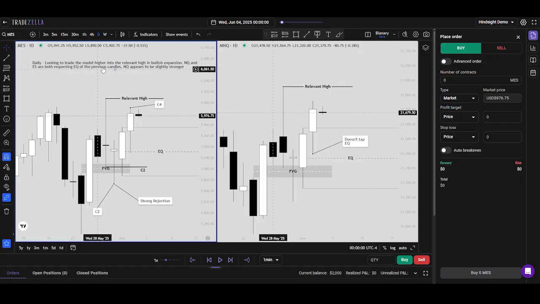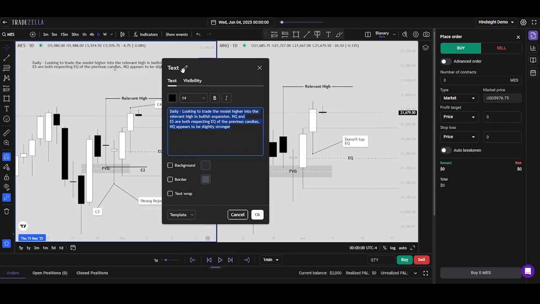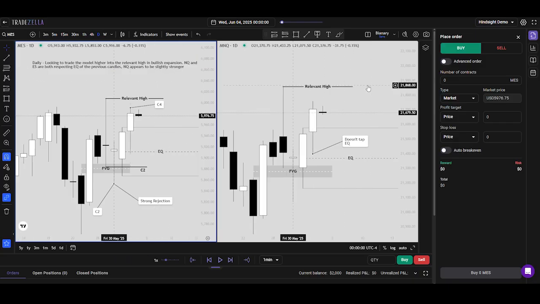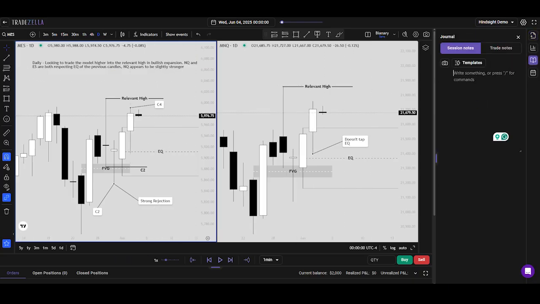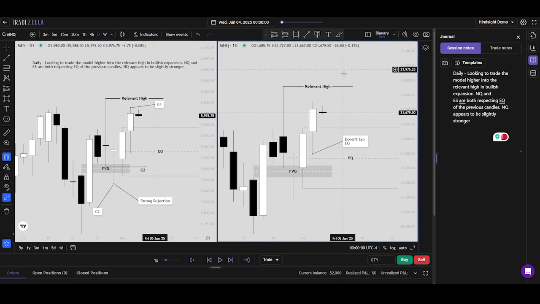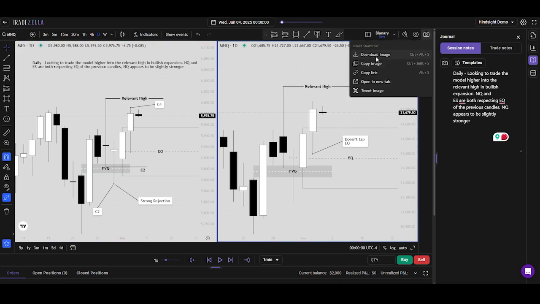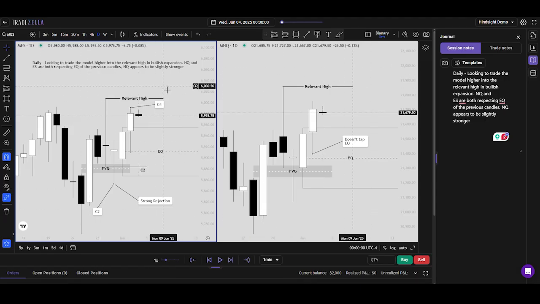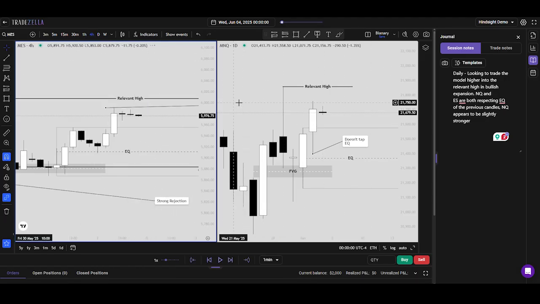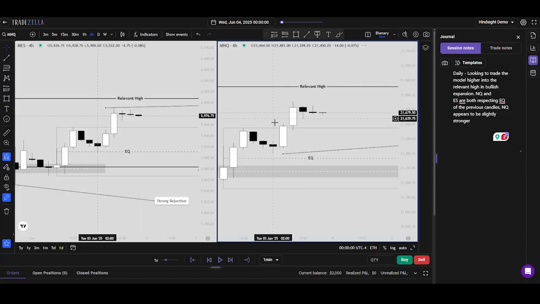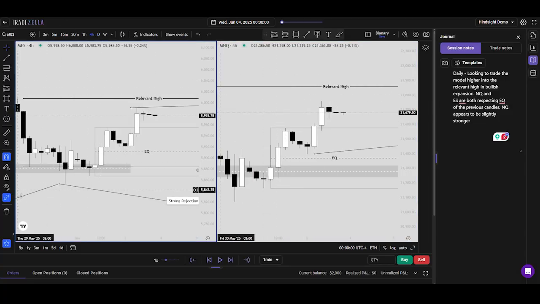Once I have my text at the top, I'm going to go ahead and copy that text, and I'm going to throw it into the journal, paste that in here for later. So after I have this, I'm going to go ahead and also save this, just so I have the picture to look back to if I want it. Because now I'm going to drop down time frames. I'm going to go to the 4 hour, and I'm going to delete everything and start over.